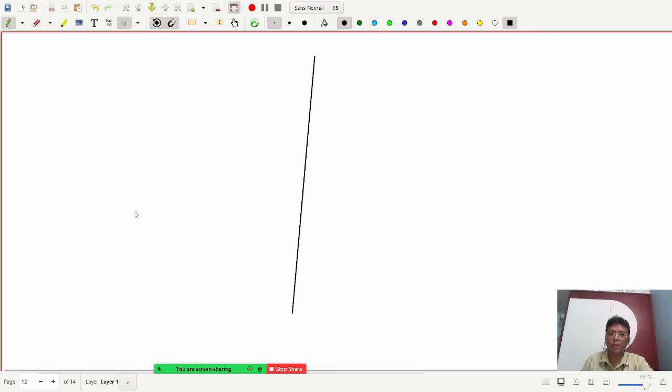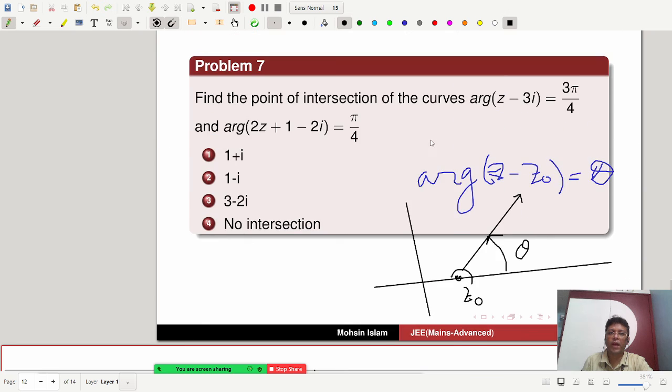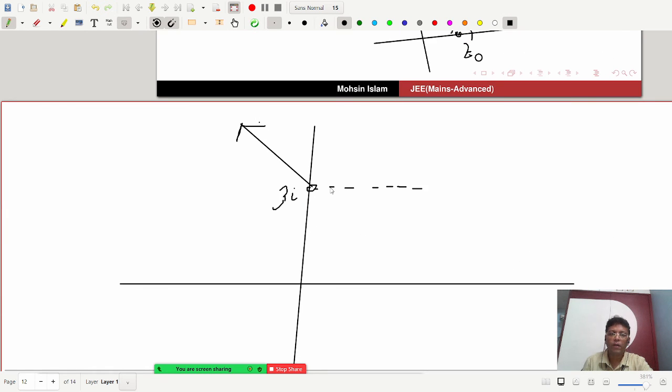So let's have an Argand plane. Suppose this is your 3i. Let's draw a line parallel to the real axis. So your ray will be like this. This is the ray represented by argument of z minus 3i equal to 3 pi by 4, making an angle 3 pi by 4 with the real axis.